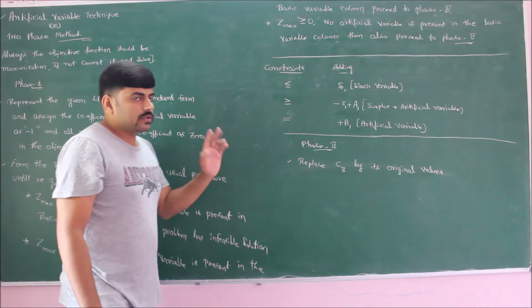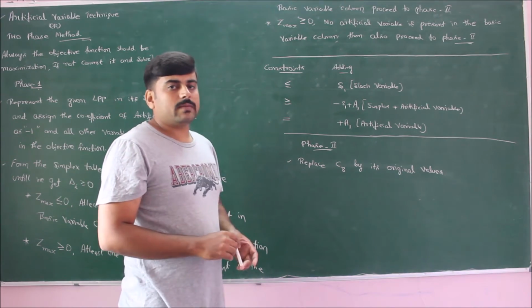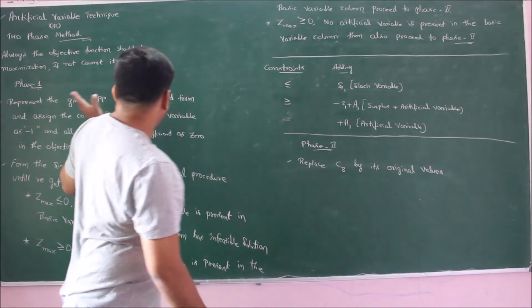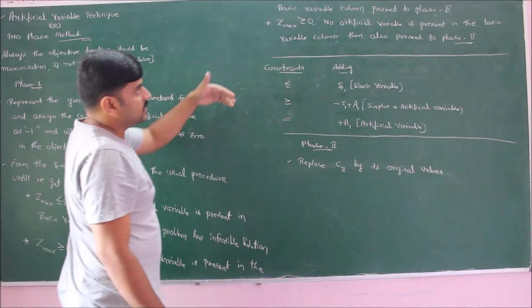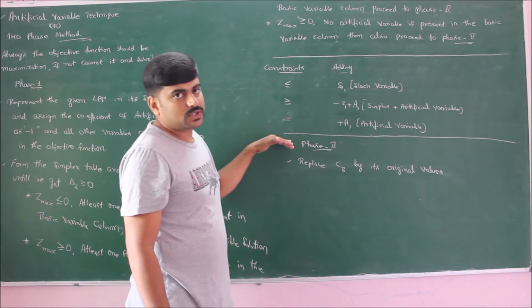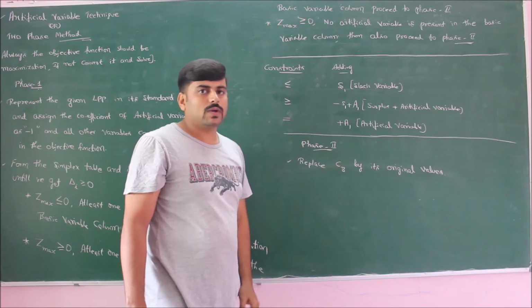So therefore, even if I have the given variables, that is x1 and x2, I will be carrying the variable coefficients as 0 itself. So once phase 1 ends and you enter phase 2, you should replace the CB by its original values.